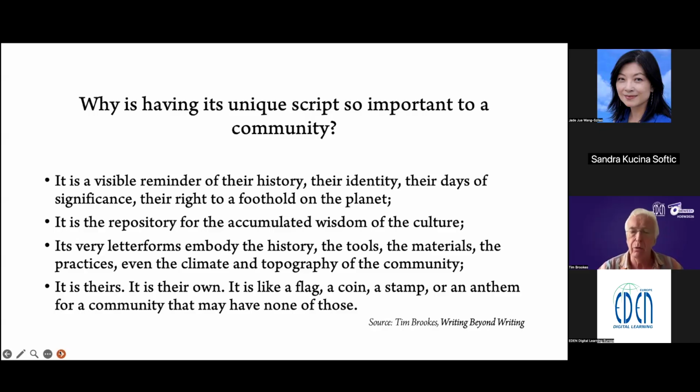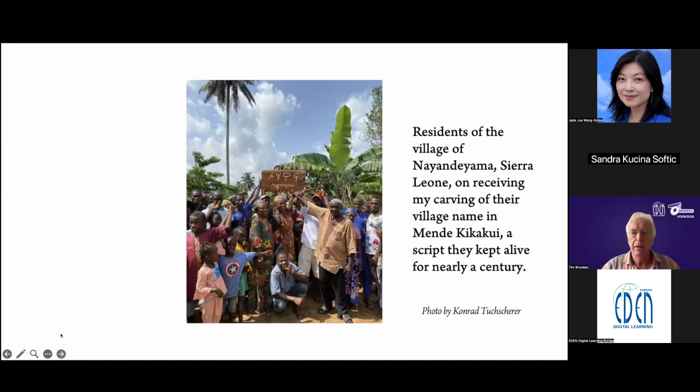It is their own. It is like a flag, a coin, a stamp, or an anthem for a community that may have none of those. So this is what I'm doing. I am doing this carving of traditional scripts.